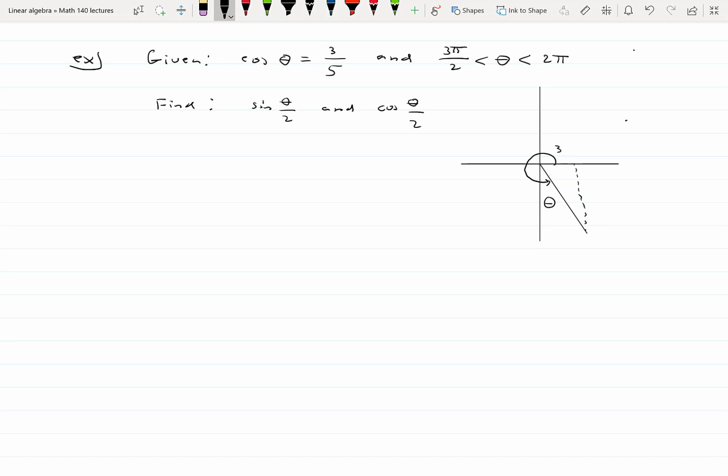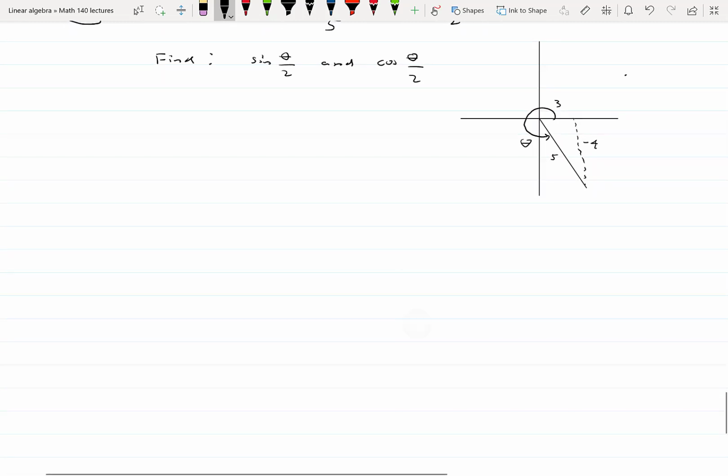Oh, wait a minute, that's impossible. Cosine of theta, oh no, that's okay, 3/5. Fooled myself there for a second. Let me move that theta out of the way. I thought it had to be negative here, but it's 3/5. The sine is negative. The Pythagorean theorem gives us -4 for the y coordinate of the point corresponding to the angle in standard position, theta.